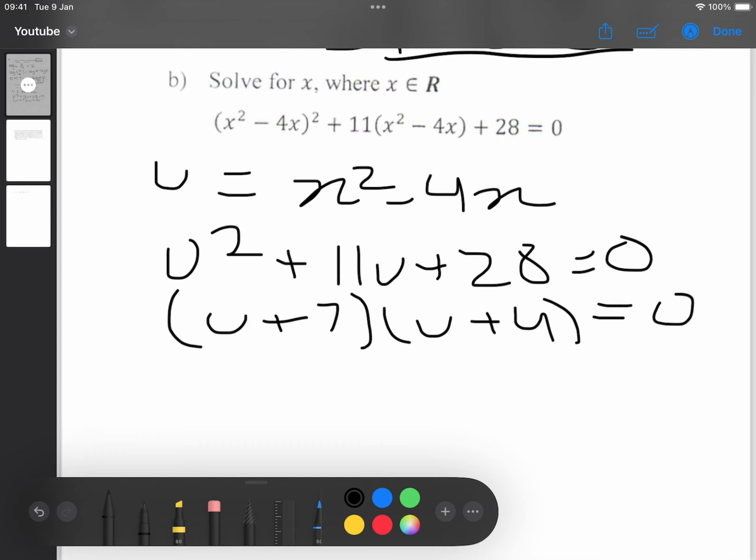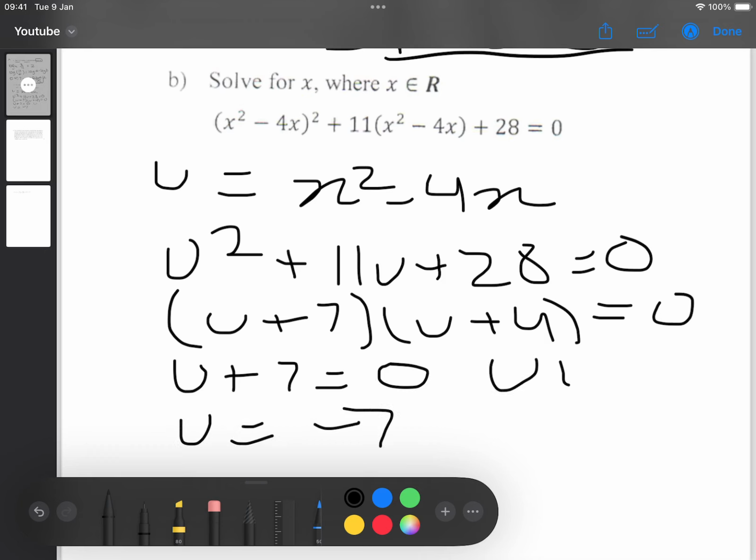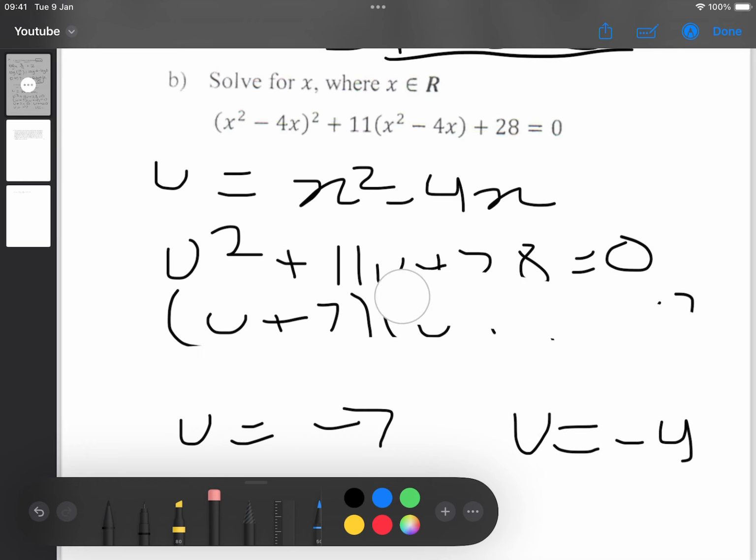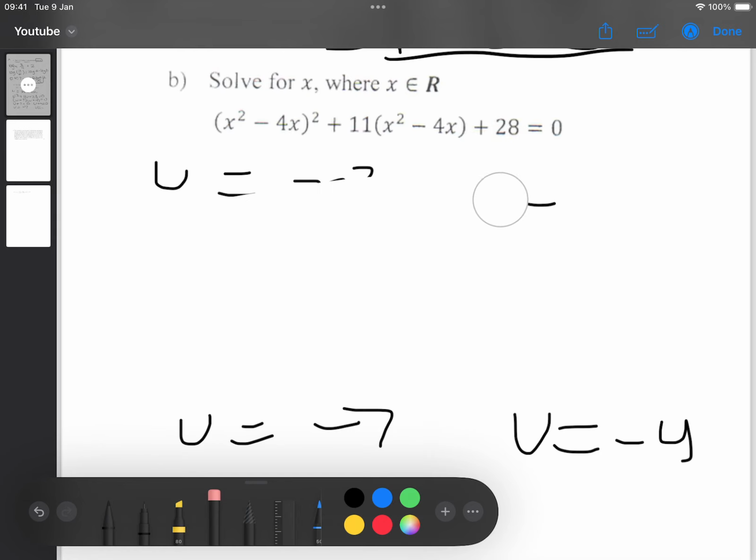Now here we need to see that u plus 7 is equal to 0, so u can be equal to minus 7. And u plus 4 is equal to 0, so u is equal to minus 4. Now I'll just get rid of whatever was before this. And we need to substitute back x squared minus 4x for u.